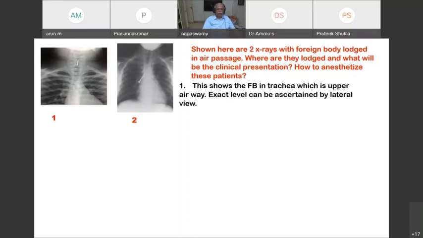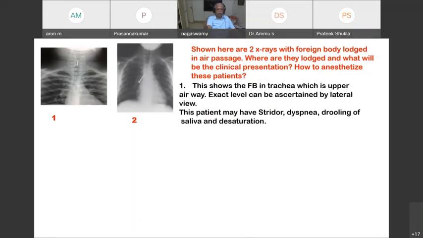That's picture number 1. How will you know the exact level? You have to have a lateral view. Okay, so that is correct. Upper airway foreign body. So what will be the clinical picture of that patient? Patient with foreign body in picture number 1. So stridor, hoarseness, dyspnea. Okay, so the patient may have stridor, dyspnea, drooling of saliva, and desaturation. All these things will be there if it is the upper airway foreign body.